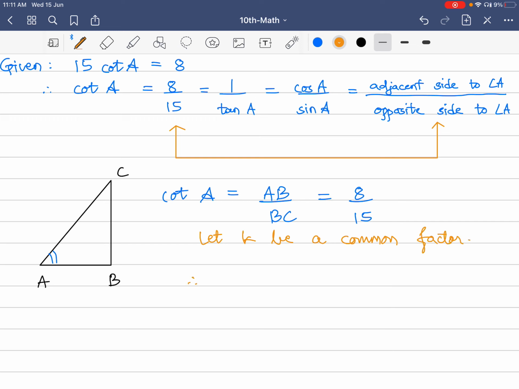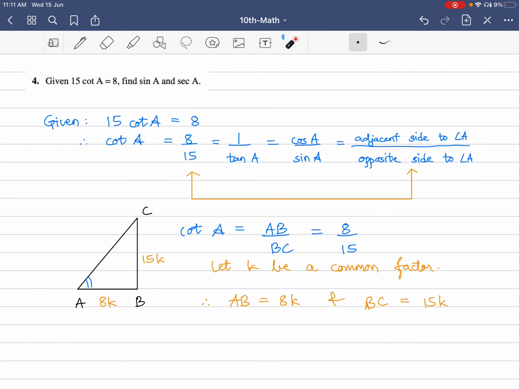Okay, therefore we can say AB is equal to 8K and BC is equal to 15K. So this becomes the length of the sides of a triangle. So I'm going to make a note here. In fact, AB is equal to 8K and BC is equal to 15K. So this becomes our sides of triangle. Now let's focus on the question.